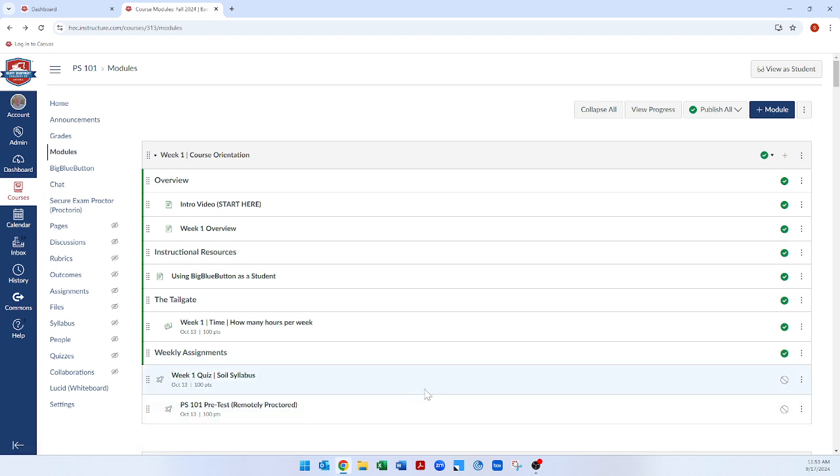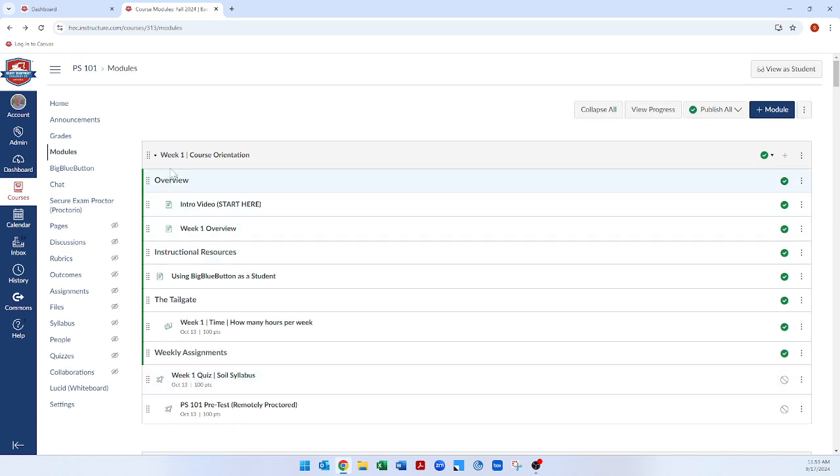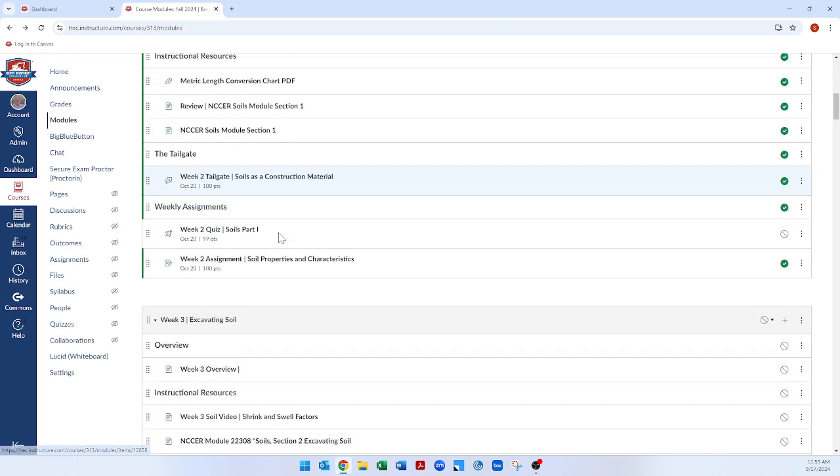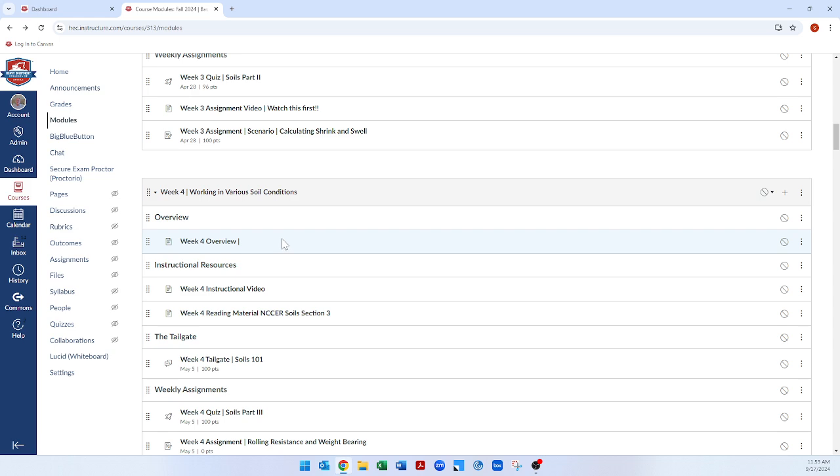So this is week 1. Week 2, I'm just going to show you that it's going to be a different category, types and characteristics of soils. And as you can see, week 1 is all about course orientation. During this first week, you should have access to your textbook, which is an ebook, and we will get to that in the syllabus in just a short time. Let's go to the home page so we can get that out of our way. But this will be week 1, week 2. As you can see, this is how it goes. Week 3, and we will take these sequentially as they are listed.